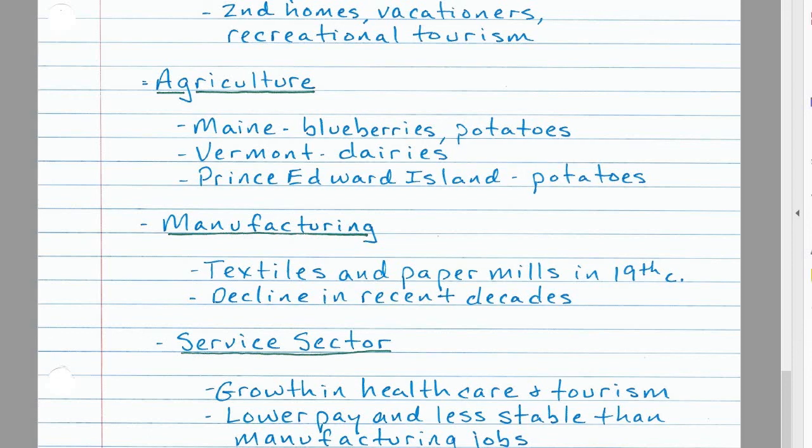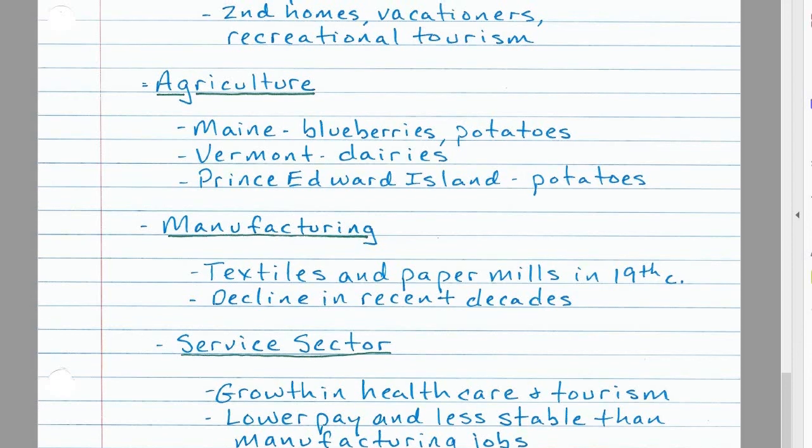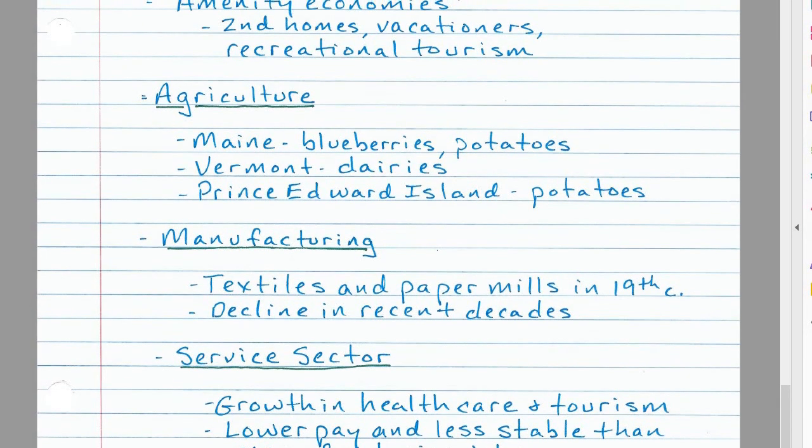So those manufacturing jobs were lost, and those jobs that replace them are not as stable and don't pay as well as the ones that were there before. So that helps us understand why people in their 20s and 30s might want to leave and move someplace else.